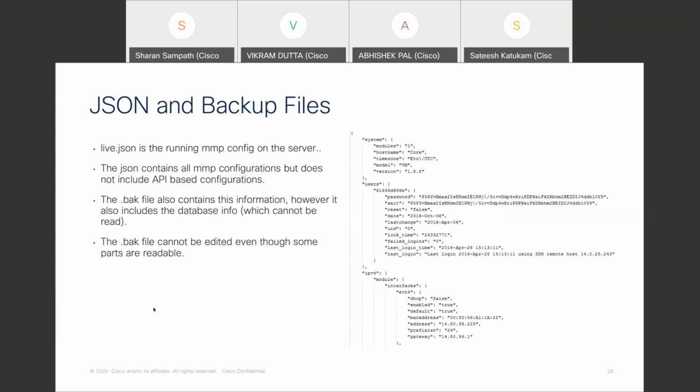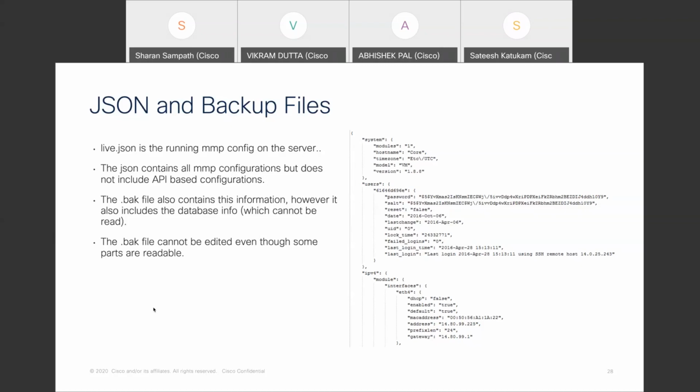Moving on, just some more details on the live.json and the backup files. Something which we have already explored, but just to reiterate, the live.json file has your MMP configuration. It is your live active CMS server configuration which will be present in the live.json file. It does not include any configurations that you put in from the web admin or using the API. All that information would go into the database. The live.json will just have the MMP based configuration.